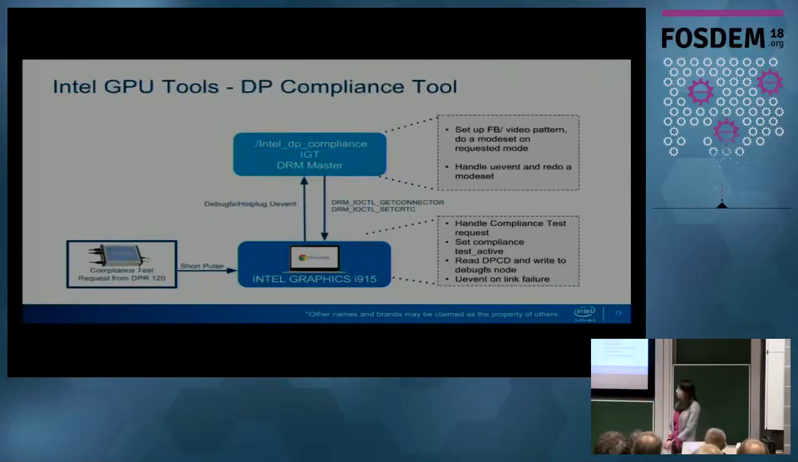I also wrote a tool. It's upstreamed in the Intel GPU tools. It's a DP compliance tool for fully automating this compliance testing. It does need having the DPR 120 connected to the DUT, but after that, it just handles the test request from the DPR 120, runs the entire suite, and keeps a log of which tests passed and which failed. That was a good way for us to do our pre-merge and post-merge testing at this point.